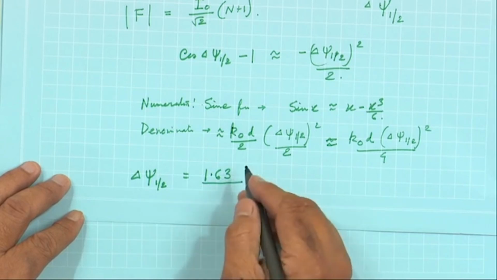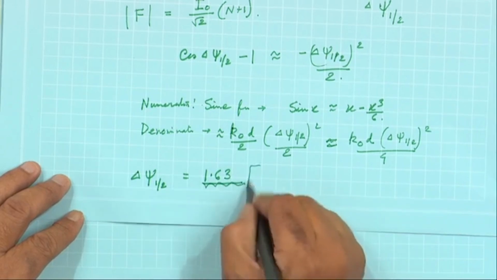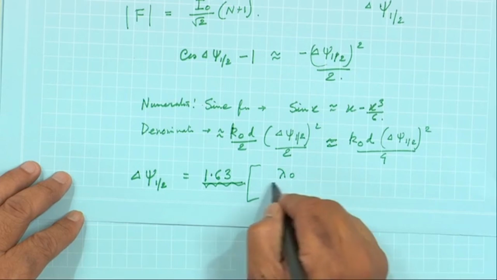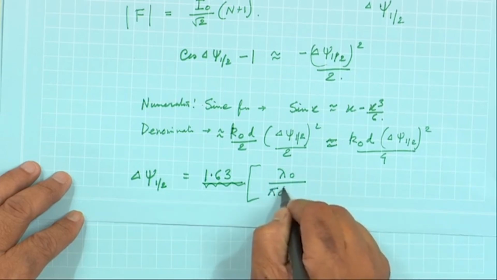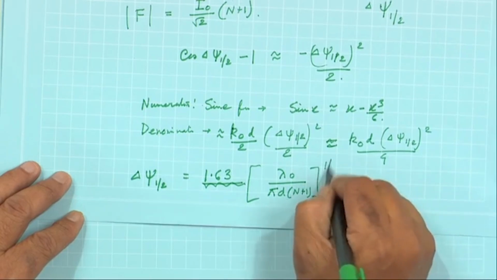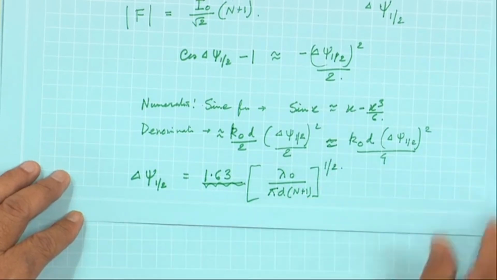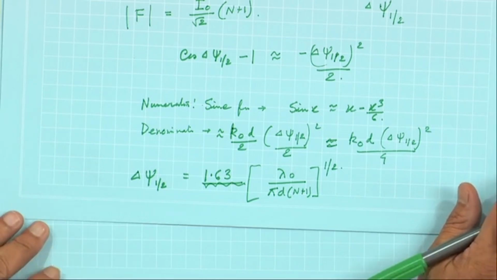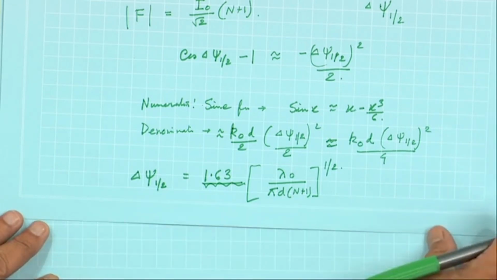1.63 lambda naught by pi d n plus 1 to the power half. Okay. So, this will be delta psi.